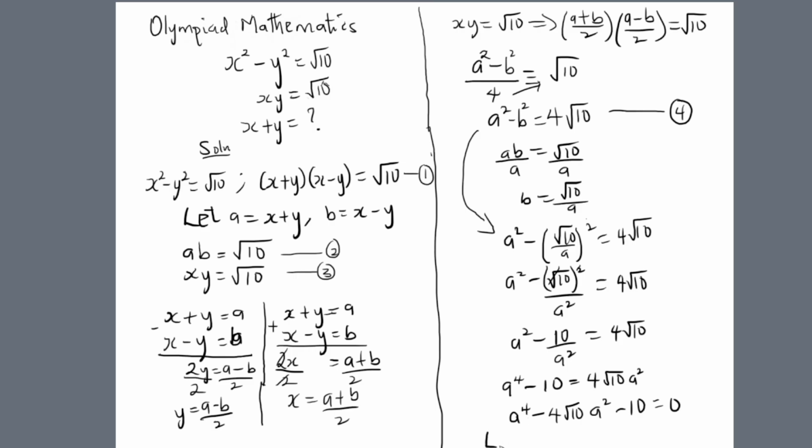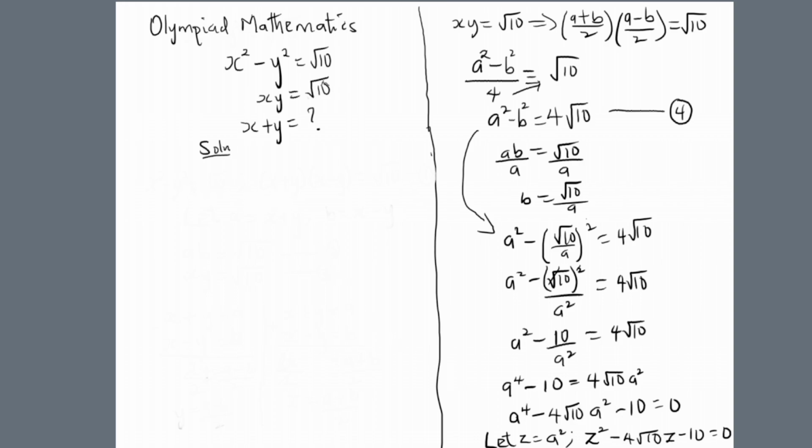But if I say let z be a to the power of 2, I can rewrite this. Instead of a to the power of 4, it will be z to the power of 2. So a to the power of 4 is now z to the power of 2, because since z is a to the power of 2, a to the power of 2 all squared is z squared. I hope you understand. Minus 4 root 10, and then we have a square, which is now z, then minus 10 equals 0. Now we have a quadratic problem, z squared minus 4 root 10 z minus 10 equals 0. How do we solve this problem?